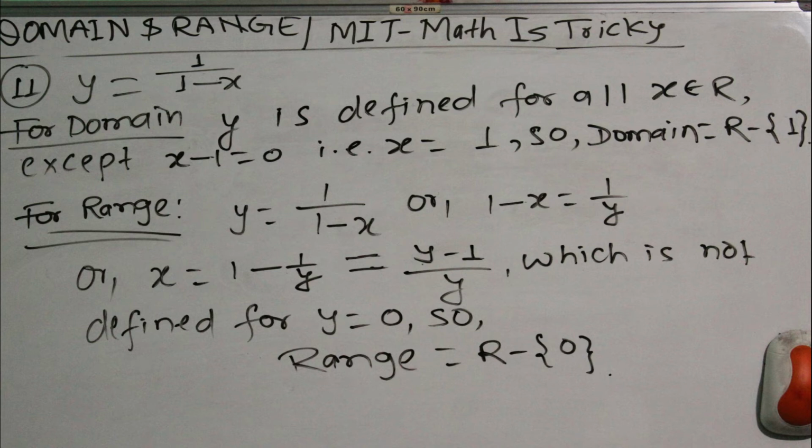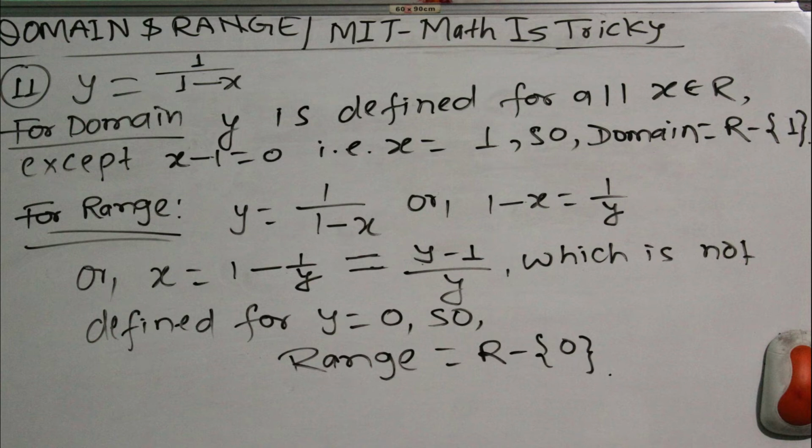That is (y minus 1) by y, which is not defined for y equals 0. That means we can't take y equals 0. So y equals 0 is not included, but we can get all other values. For all other values of y, x will always be a real number except 1. So the range will be R minus {0}.